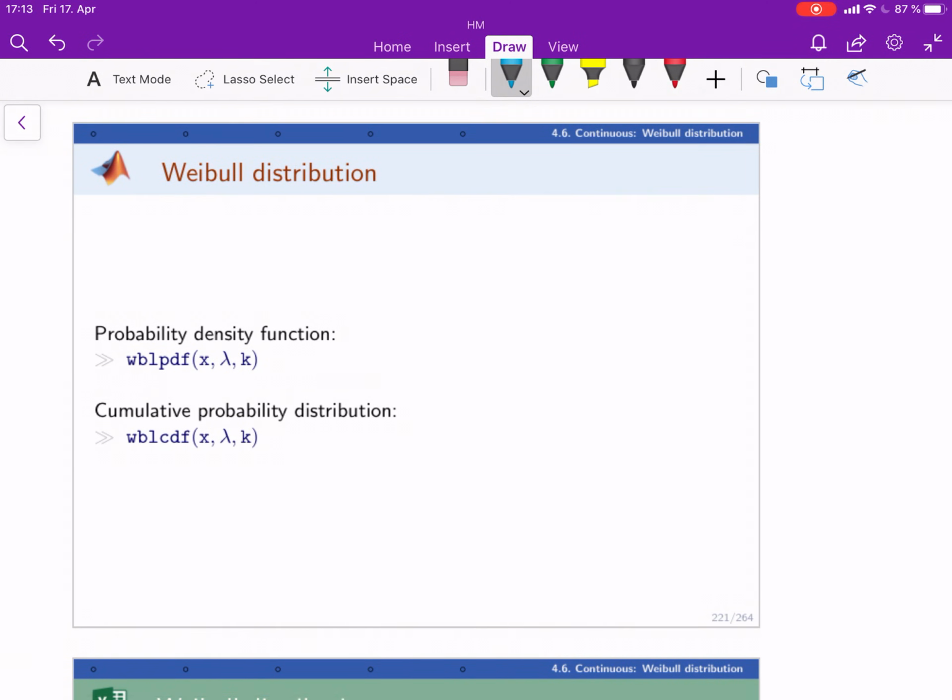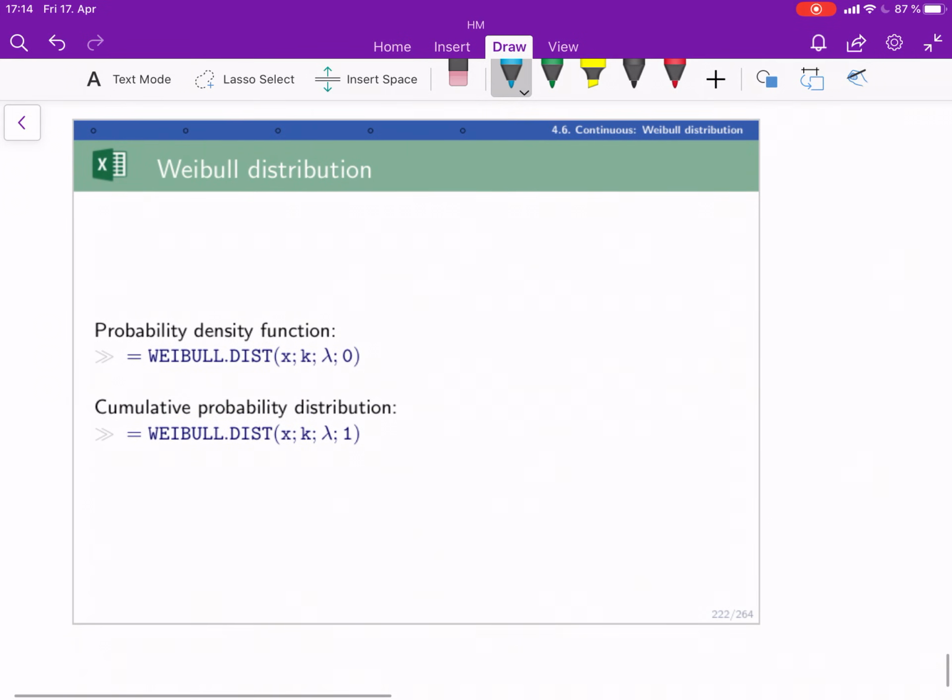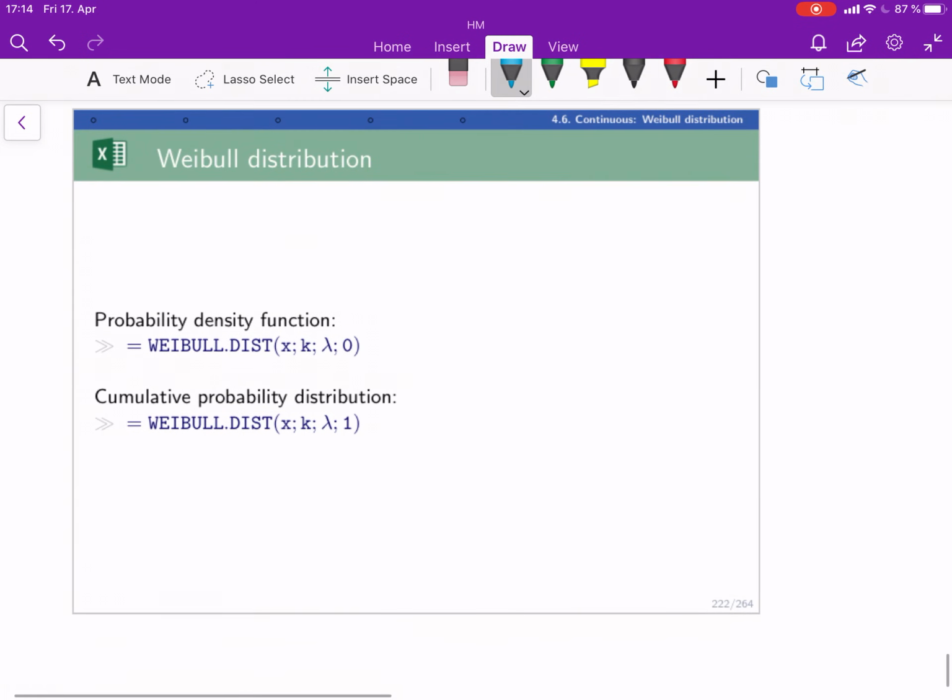You can use it in MATLAB, wblpdf and wblcdf, and obviously in Excel it exists as well, in Weibull.DIST.